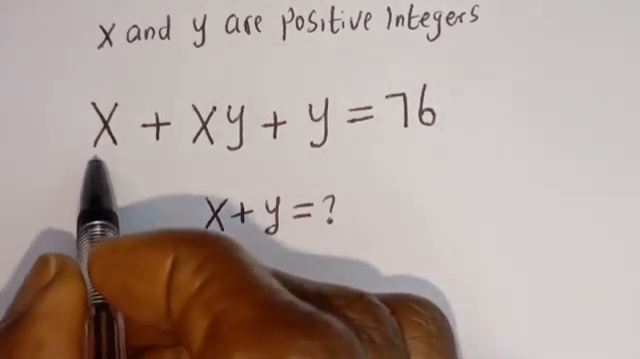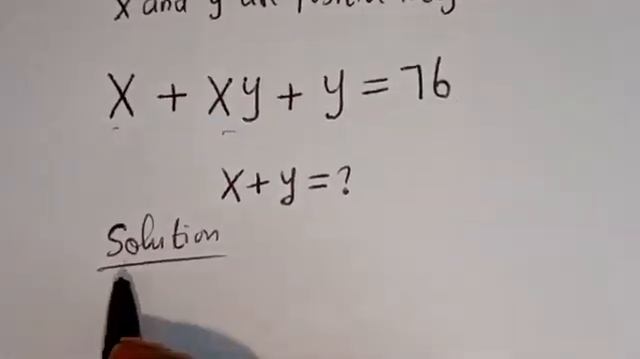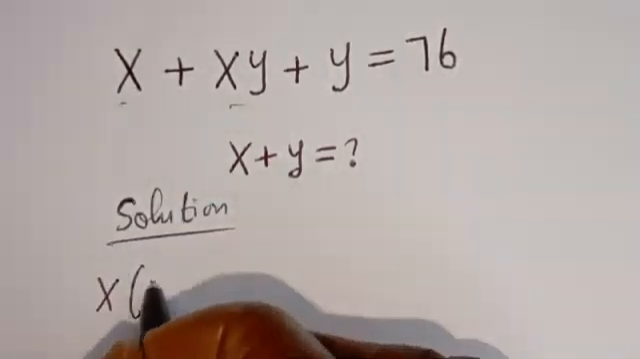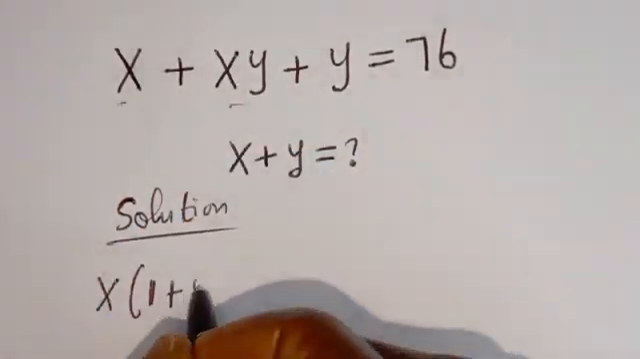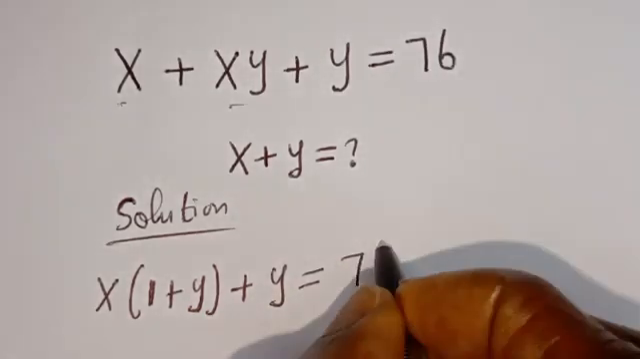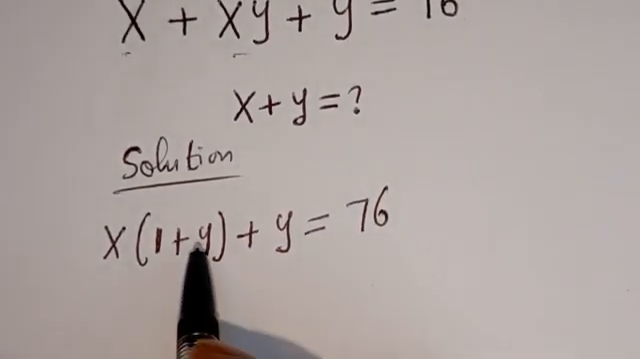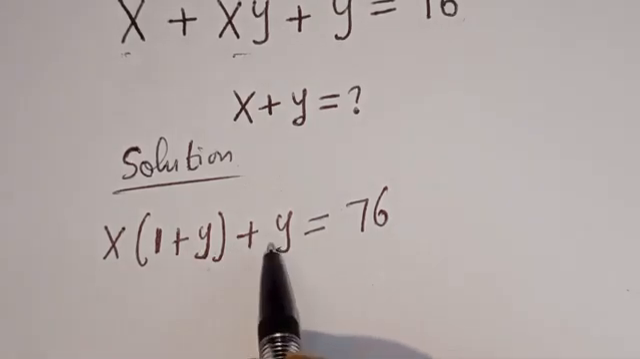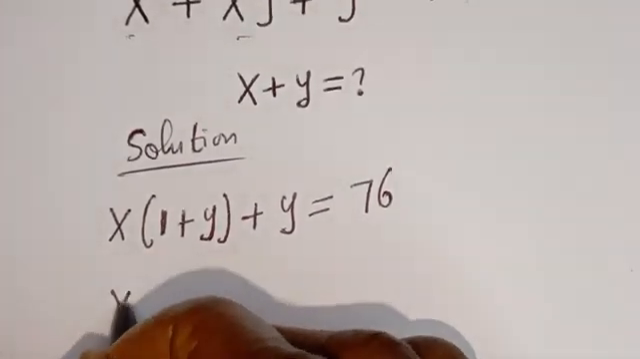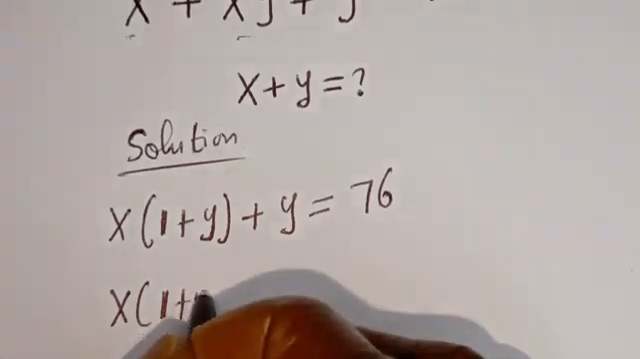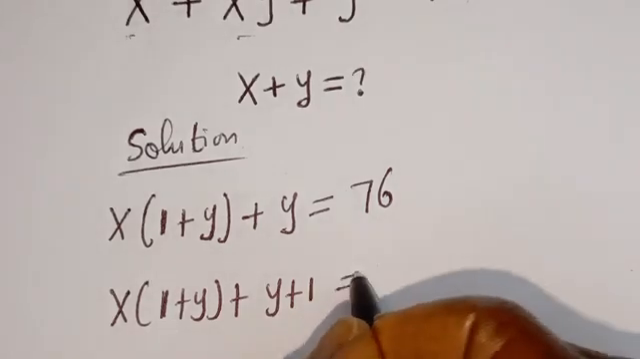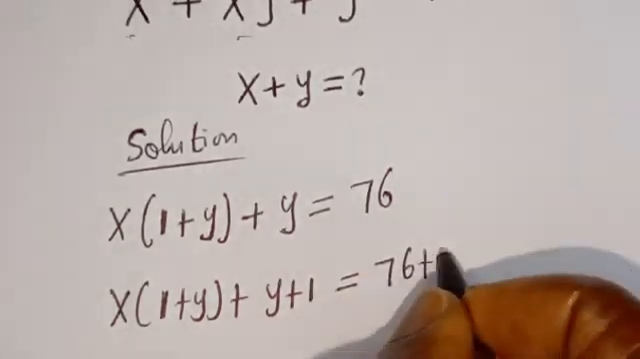Then here, let's consider this. We have x here and xy here. This can be written as x bracket 1 plus y, then plus y is equal to 76. Now here we have 1 plus y. In order to make this 1 plus y, we can add 1 to this side and also 1 to this side. We have x bracket 1 plus y plus y plus 1 is equal to 76 plus 1.